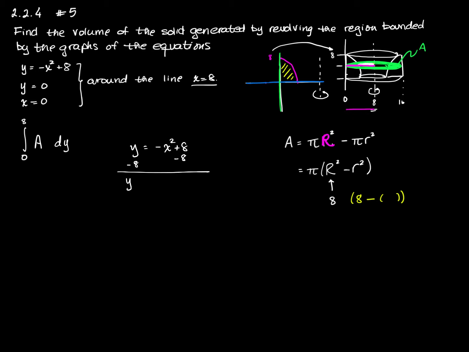That gives me y minus 8 equals negative x squared. To get positive x squared, I just negate both sides. I get 8 minus y equals x squared. And then if I take the square root of both sides, I get x equals the square root of 8 minus y. So x equals the square root of 8 minus y is another way to write the equation y equals negative x squared plus 8.